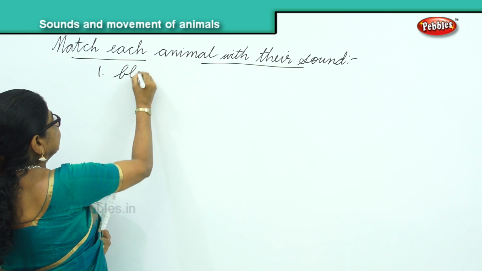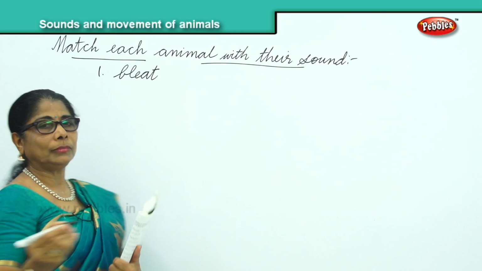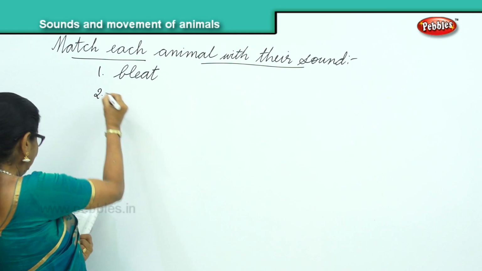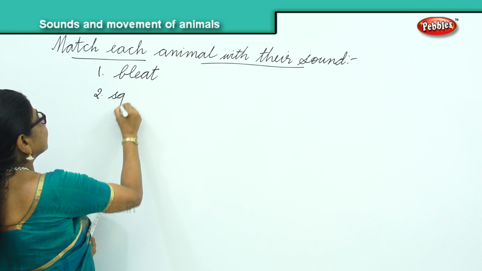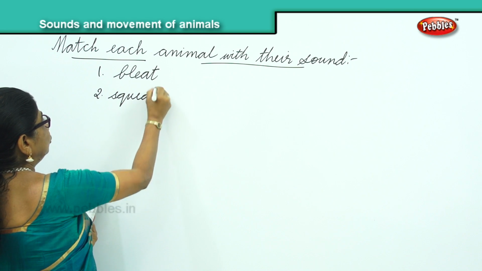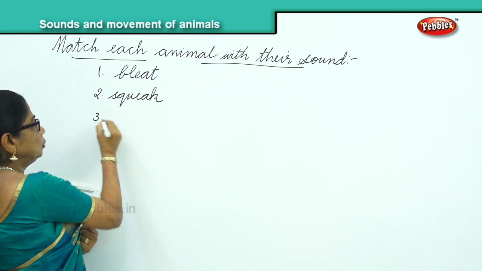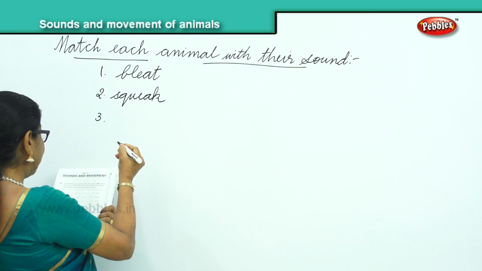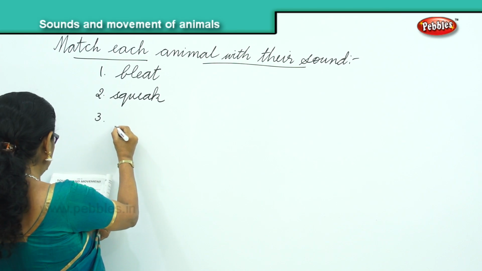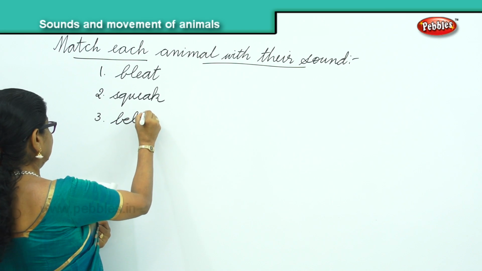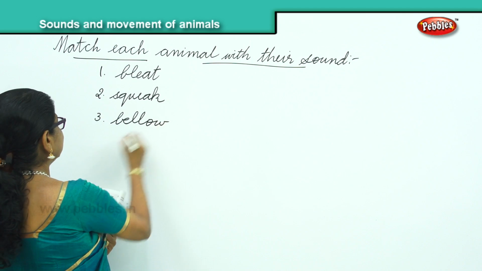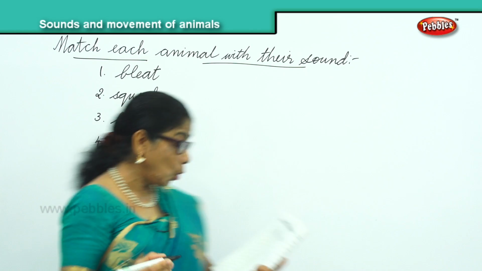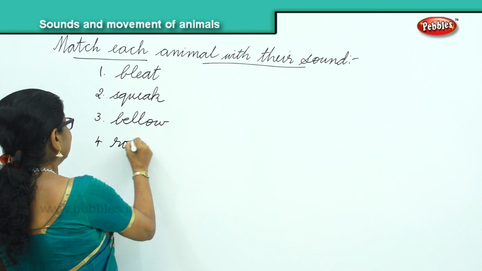Bleat. Who bleats? A lamb. Very good. So keep in mind the answer. Squeak. Who squeaks? A mouse in your house. A mouse in your house squeaks. Bellows. Who is that? A bull. Very good. Then you have someone in the forest who roars. Who roars? A lion. Very good.